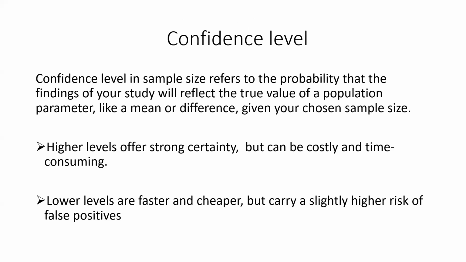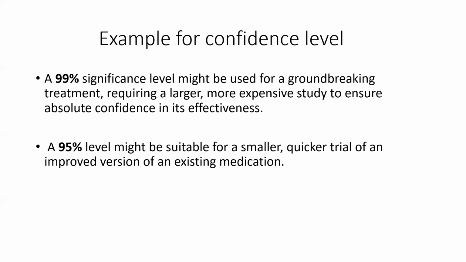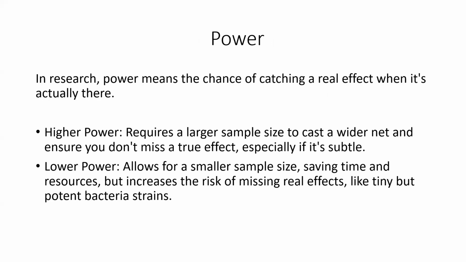Confidence level. It tells how accurate your result is. And it also decides the type 1 error. At the highest level, if you are deciding a 99% confidence level, it leads to a high sample size, but it is costly and time consuming. At a lower level, it is faster and cheaper because it leads to a small sample size, but there is a chance of type 1 error. We have seen examples of the 99% level and 95% level.